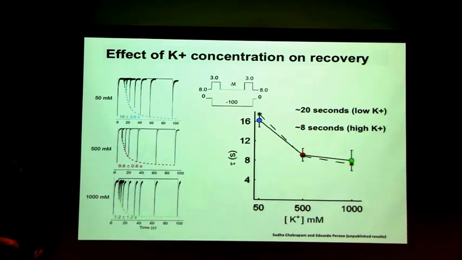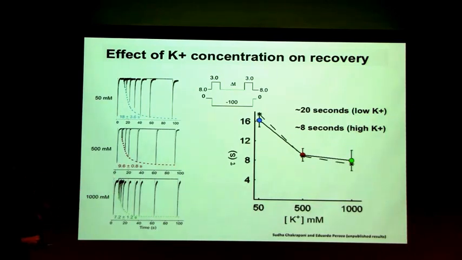These are little facts, you know. If the potassium concentration on the outside of the cell, essentially the extracellular side, is high, the channel recovers faster. If you don't have a lot of potassium, it recovers more slowly. When you go to high potassium, it recovers in a shorter time. When you go to low potassium, it takes longer to recover.